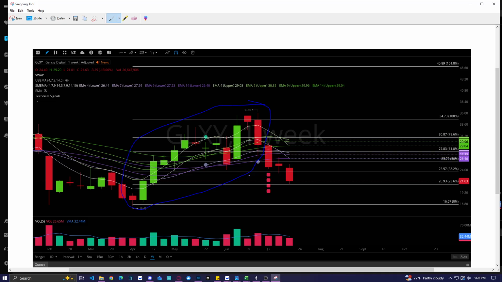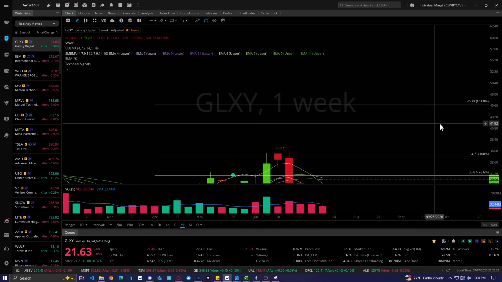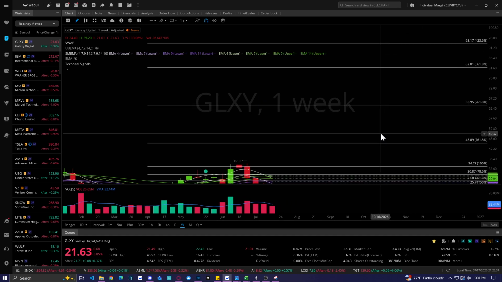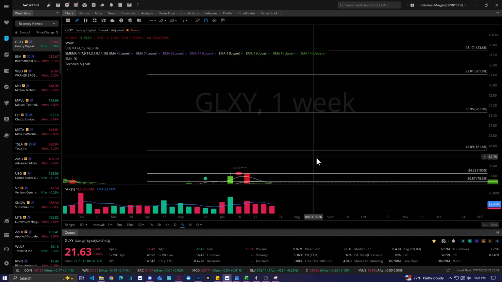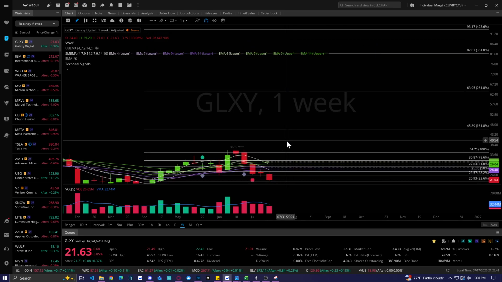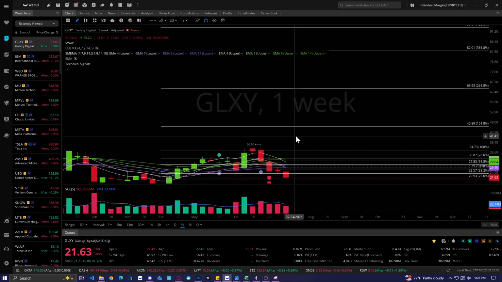Wow. It never got a chance to break out, because if it did break out above the 100% fib, then it would have gone to 45.89. Above the 100% fib, not all stocks make it past the 161% fib, but you do have stocks that do that. So you could have gone to 45.89. That's probably the max that I would have been able to see for Galaxy, the 45.89, 161% fib.